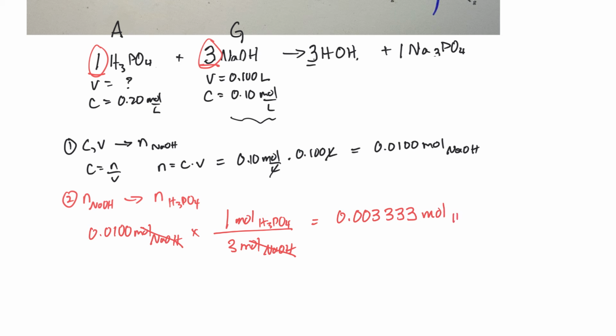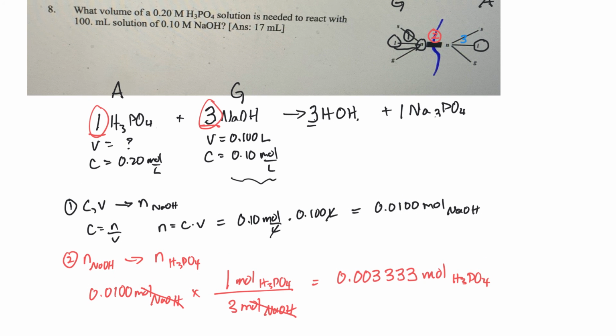Moles of phosphoric acid. Let me just check my calculator to make sure I'm doing all those right. Okay, so I have 0.1 times 0.1, 0.01, yeah, that was right, and then divided by 3. Yeah, that's right, 0.00333, etc. Okay, last step. Let me go back up there. So I just went across the river here, so that's where I'm at. So my last step is to convert those into that.